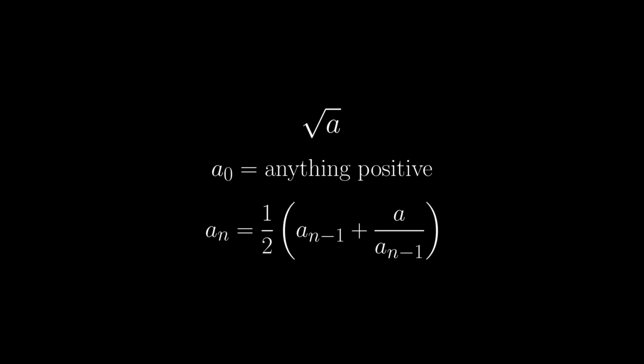The third method is Babylonian method. The basic idea is to improve the original guess by taking the average of the previous value and a over the previous value. But why does it work?